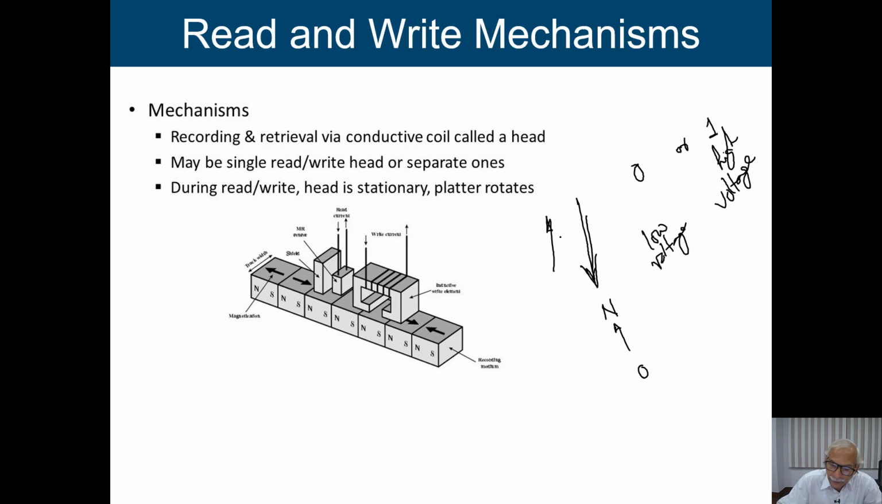Now when we give high voltage, then current will flow in the opposite direction. So in this particular case, we are going to say that this is the south polarity, and south is going to indicate 1. So this is the way that we are going to magnetize the magnetic surface that is below this particular surface.